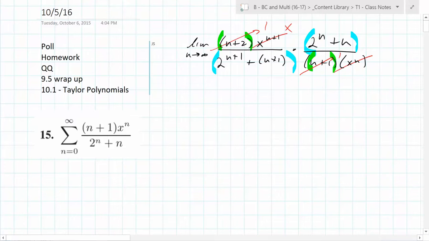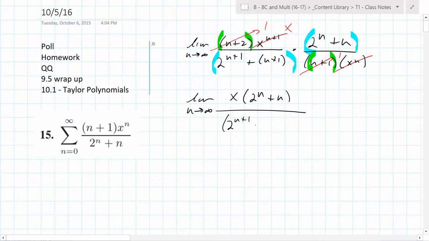X. So let's just simplify what we have. We have the limit as n goes to infinity of x times what? 2 to the n plus n all over what? 2 to the n plus 1 plus n plus 1, like this. Do you have that there? Exciting. So you're really now trying to figure out what happens with this, right?